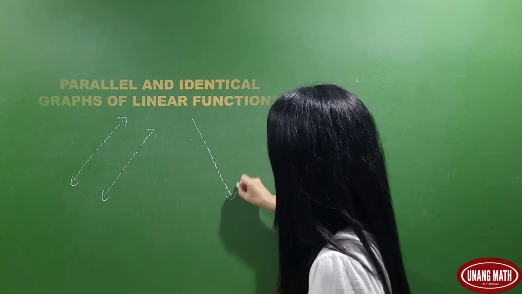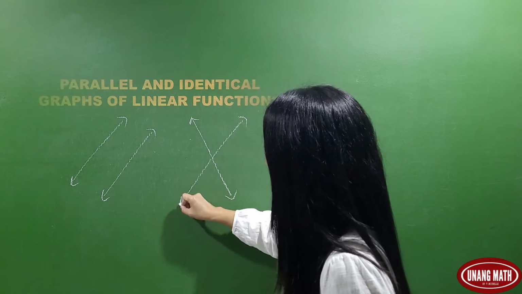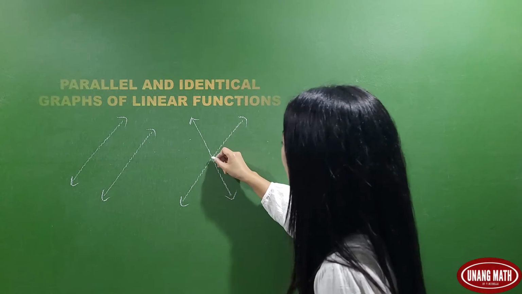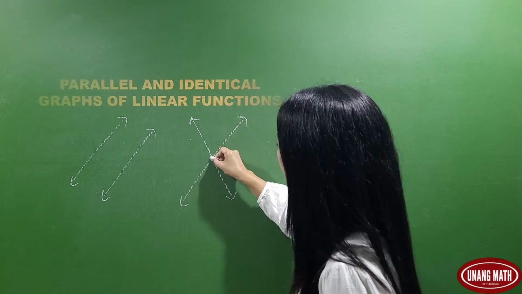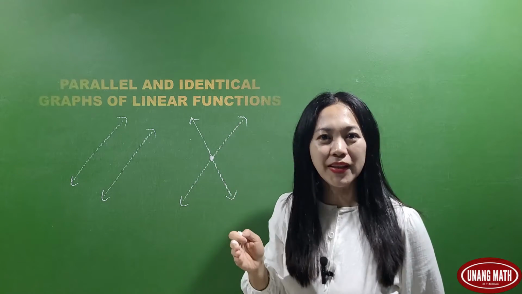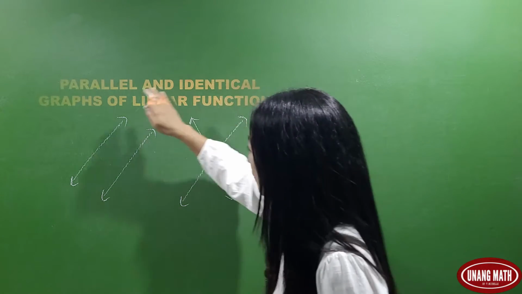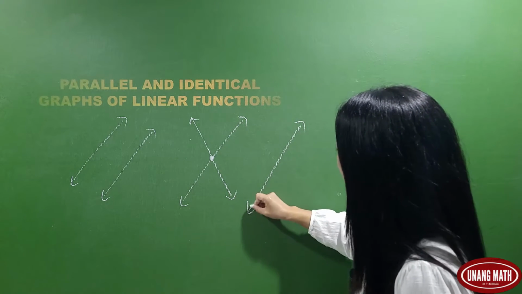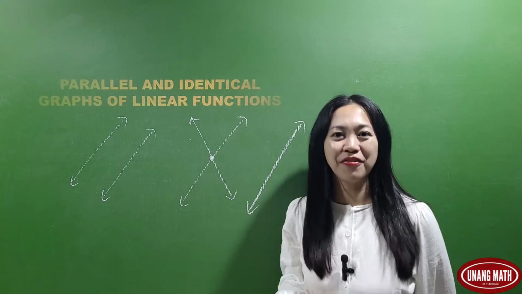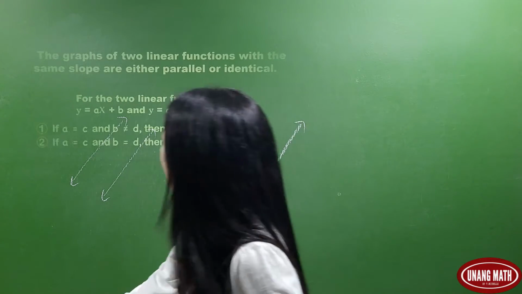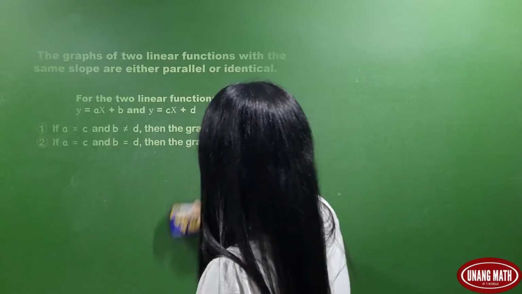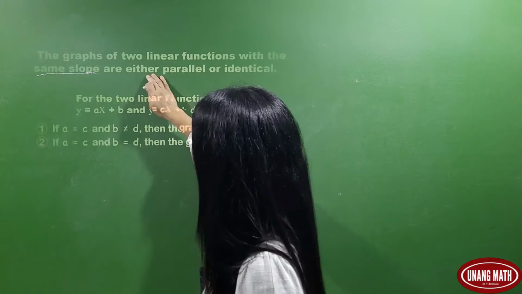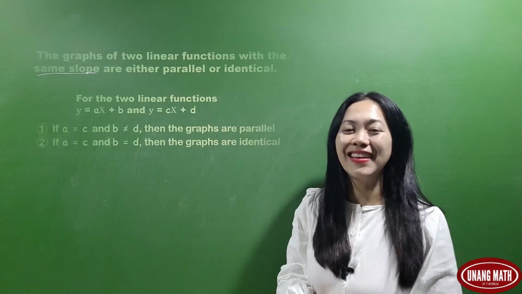Comparing it to intersecting lines, if the graphs of linear functions are intersecting lines, then it means those graphs meet at a certain point. What about identical lines or identical graphs? Identical graphs are exactly the same graphs. Now, the graphs of two linear functions with the same slope are either parallel or identical.